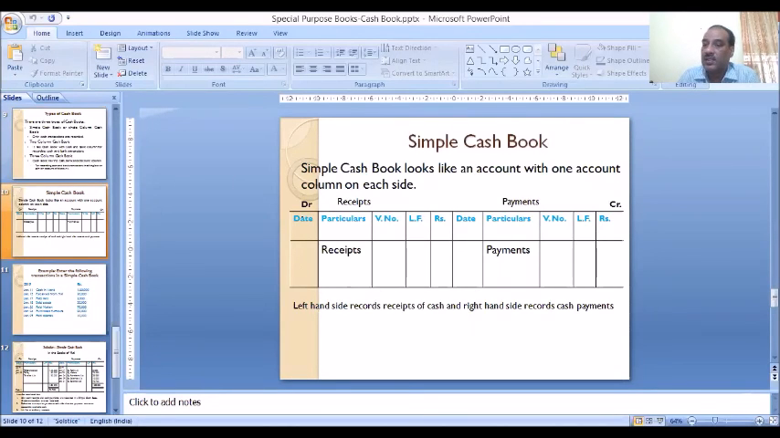And do you know what a voucher is? Vouchers are the record of transactions by the organization. It is the evidence of a transaction, the evidence of receipts and payments. So here we write the voucher number. This is a typical format of a simple cash book.